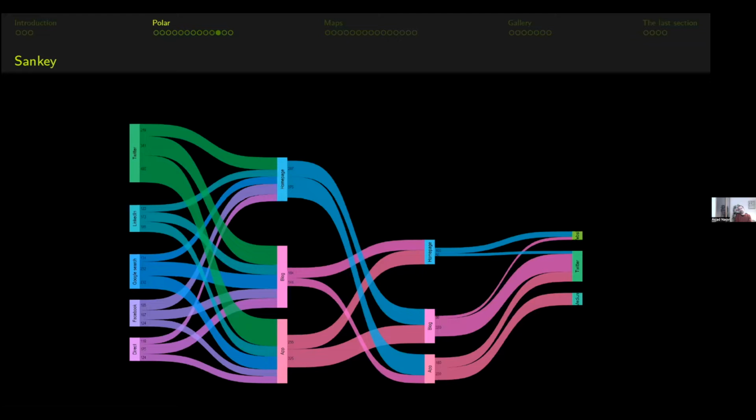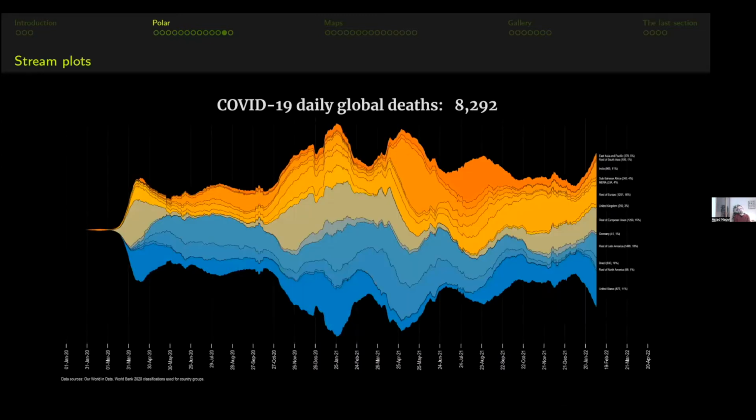Sankeys again are a type of visualization that work in certain instances. One cannot use them always, because the more data you have, the more complex it becomes and the harder it is to interpret. And so this is another visualization that has been fairly popular, which are these stream plots.